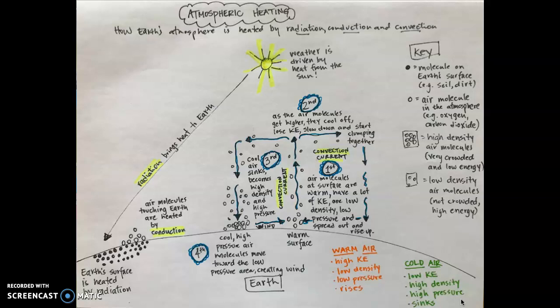So you've got a summary at the bottom that compares and contrasts warm and cold air. You have the key that explains what those different little circles are on the diagram. You've got an explanation of high density versus low density air molecules, and you've got a diagram that shows what's happening with radiation, conduction, and convection.